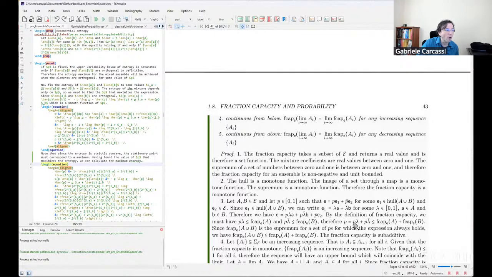Therefore, since P is a combination of P lambda and P lambda bar, and lambda and lambda bar sum to 1, this has to be less or equal to the sum of the fraction capacities. Since the fraction capacity of A union B is the supremum of the P's for which the expression holds, the fraction capacity of the union has to be less, because the bound holds for one coefficient, it has to hold for all coefficients, and then it also has to hold for the supremum. And so the fraction capacity is subadditive.